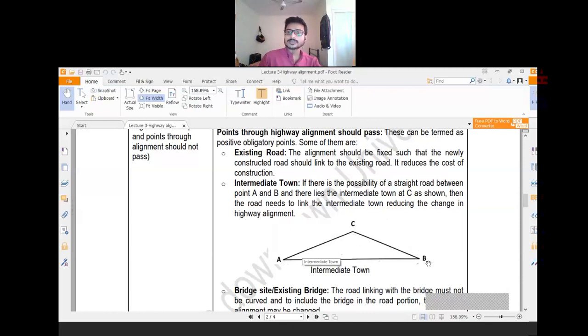Now the question is why. Why do we need to connect C? Basically, if you connect C, it will serve a larger population, and the whole need of the road that is there will be served.